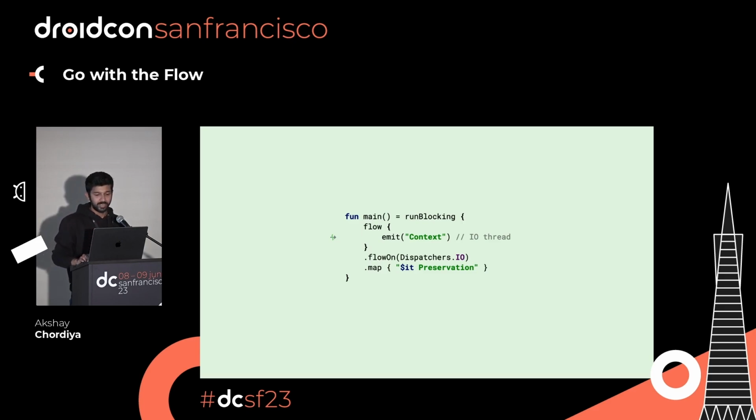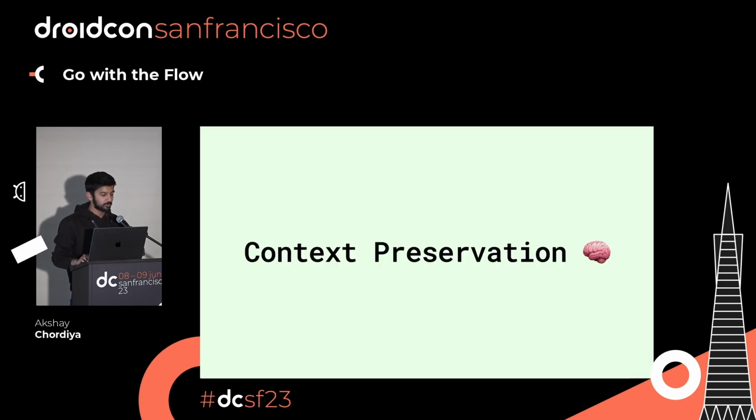And the map operator below the flowOn will most likely run on the thread from which you launched the flow. This concept of preventing context from leaking downstream is called context preservation, where the context is encapsulated and never allowed to go downstream. So basically, there's only one way to change the context of a flow, which is upstream.